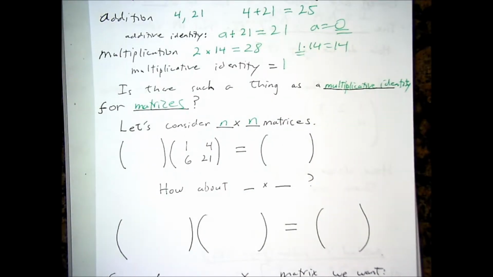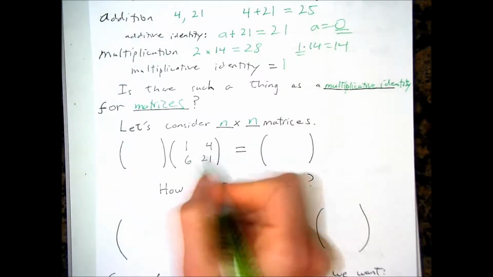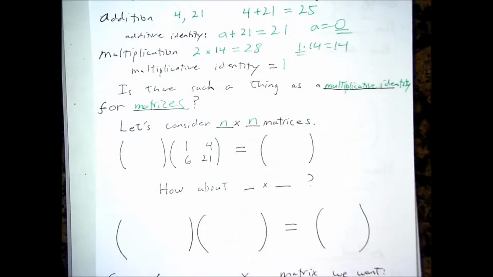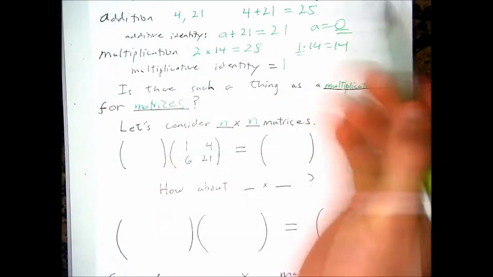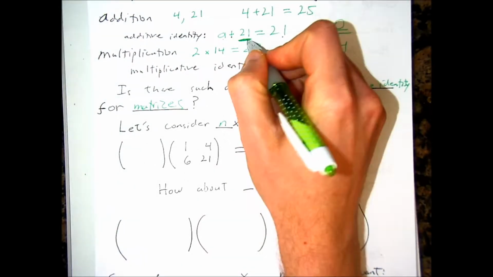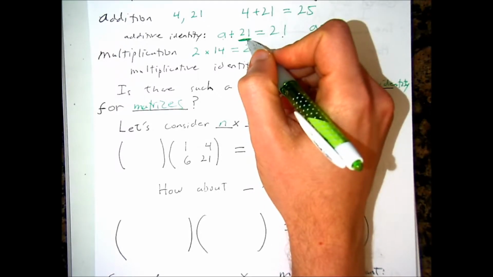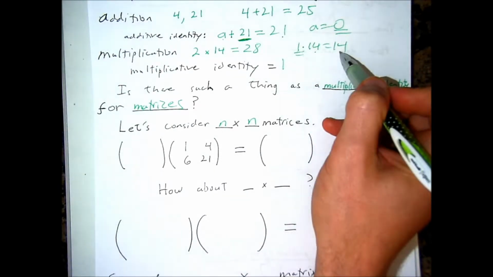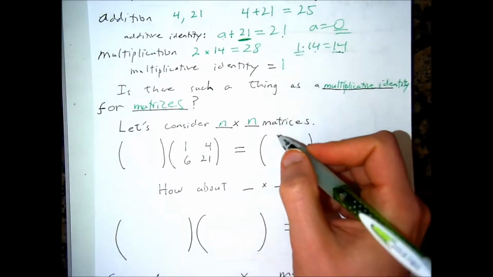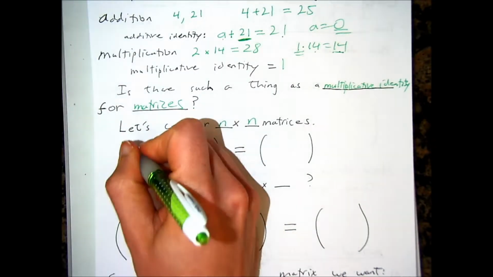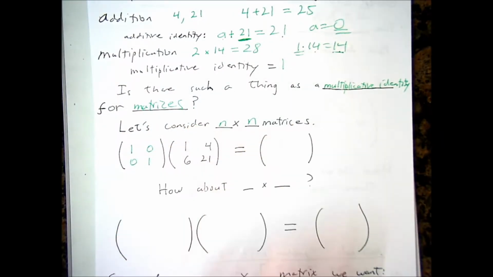I need something that will take this 1, 4, 6, and 21 and give me back what? Well, let's go back to the additive identity. I added something to 21 and I got just 21. I got what I started with, it didn't change that number. So I need something to multiply this and not change it. 1, when I multiplied it by 14, didn't change 14. If I think about matrix multiplication and how it works, what I'll get is 1, 0, 0, 1.